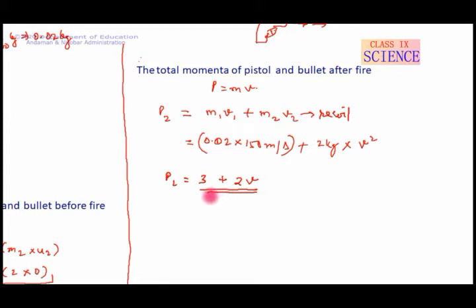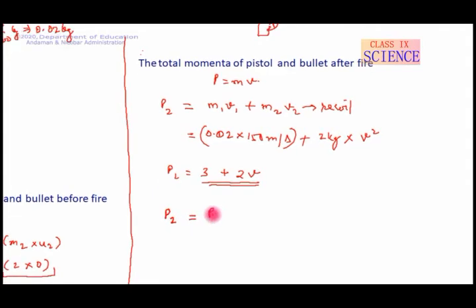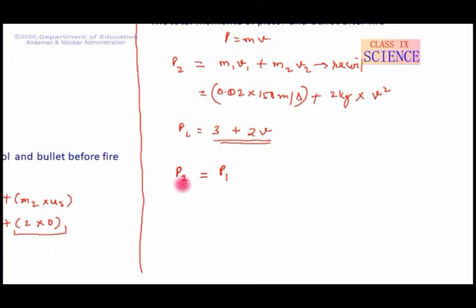So we have got the total momenta after and before the fire. According to the law of conservation of momenta, the total momenta of pistol and bullet after fire will be equal to the total momenta of pistol and bullet before fire. So we can write P2 is equal to P1. Here P2 is the total momenta of pistol and bullet after fire, and P1 is the total momenta of pistol and bullet before fire. So substituting the values, we get 3 plus 2v is equal to 0.